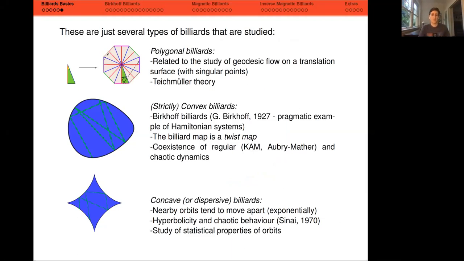Here are several polygonal billiards. When we talk about billiards inside of a polygon or a regular polygon, we can relate this to geodesic flow on a translation surface. This also has relations to Teichmuller theory.